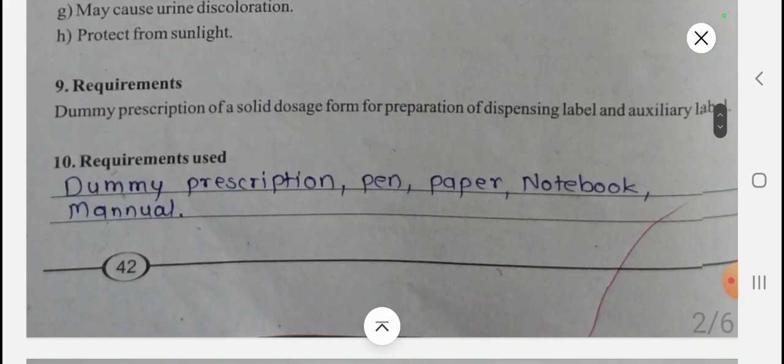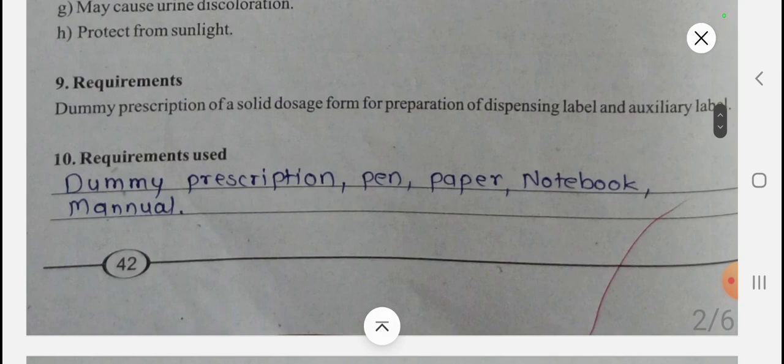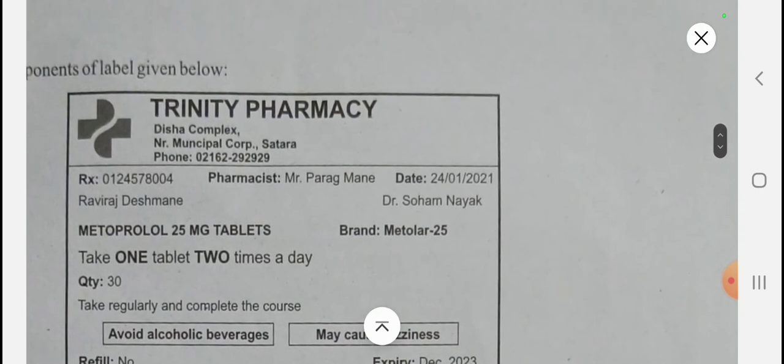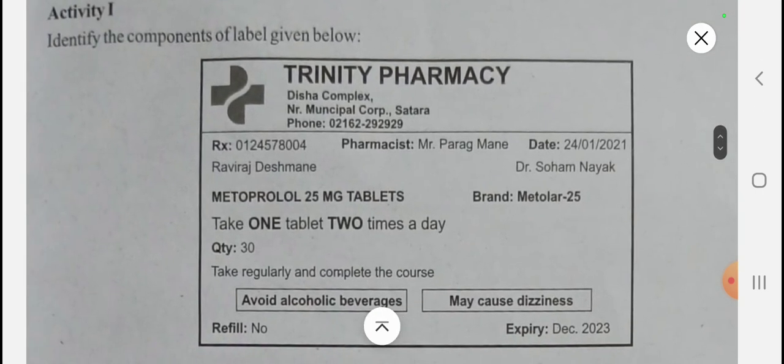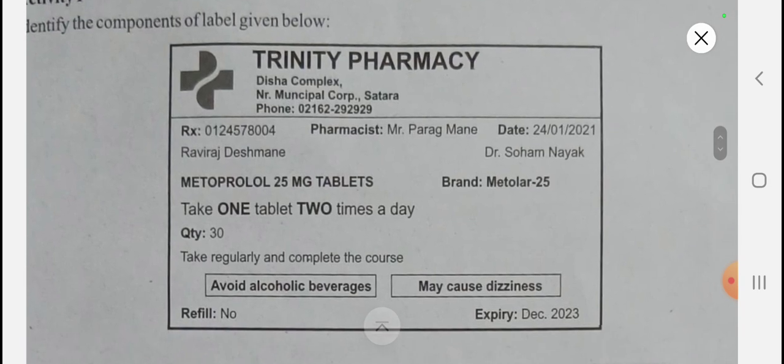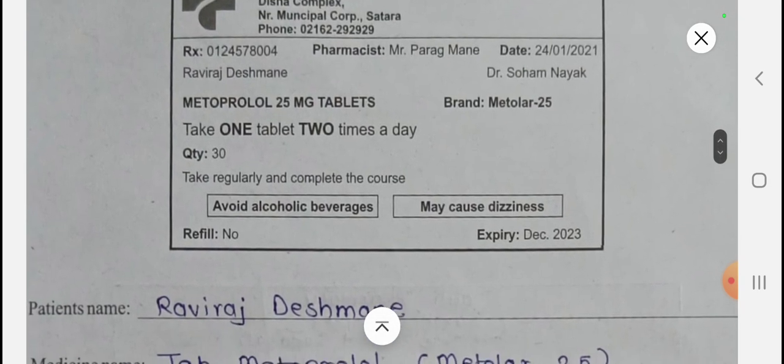Then now see what the requirements are here. So: dummy prescription, pen, paper, notebook, manual, common label. Now see, activity 1 is to identify the components of the given label. So here you have to identify the components. This label is given, and based on it you have to identify the components.